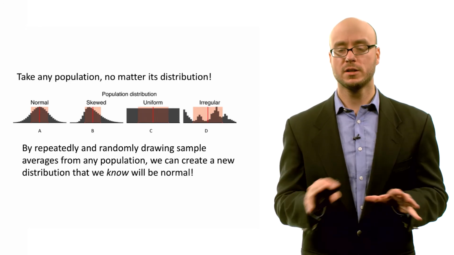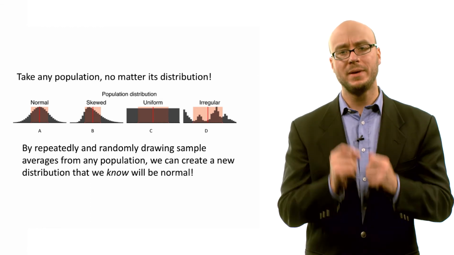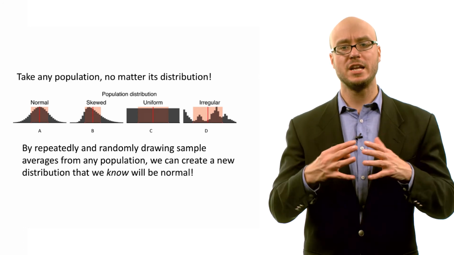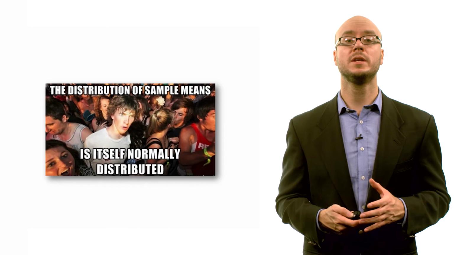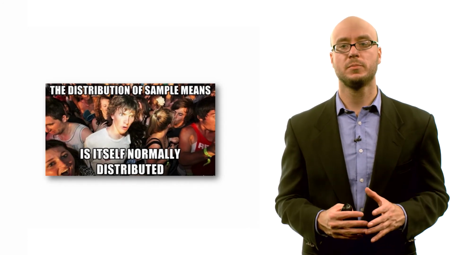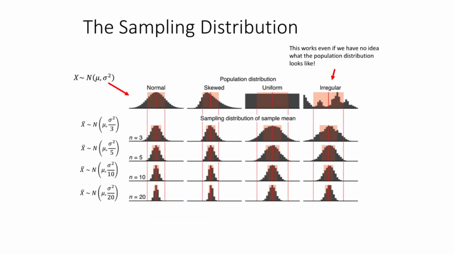Regardless of what the distribution of educational attainment is in the population, by repeatedly and randomly drawing sample averages from any population, we can create a new distribution of sample means that we know will be normal. This is crucial. The distribution of sample means is itself normally distributed. So this is a summary of the sampling distribution.